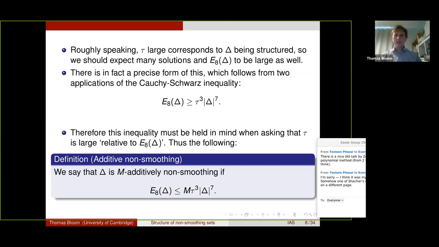So that's what an additively non-smoothing set is. It's one where E4 could be anything. We have no real control over what E4 is. But once I've fixed what E4 is, E8 is basically as small as it can be, given how large E4 is.